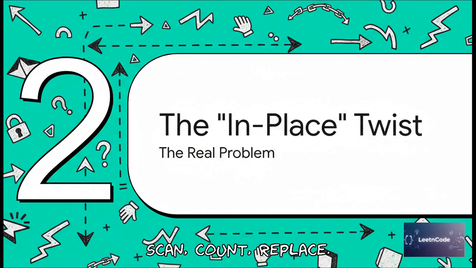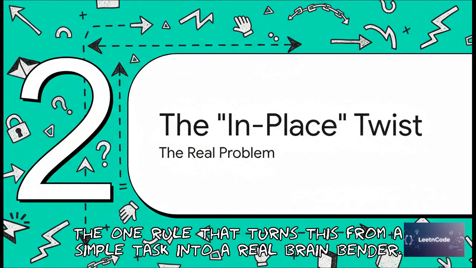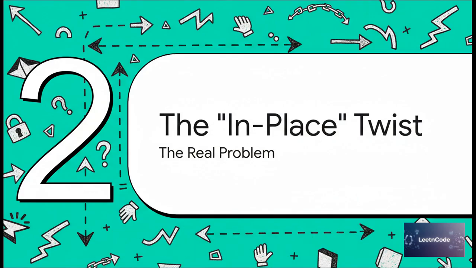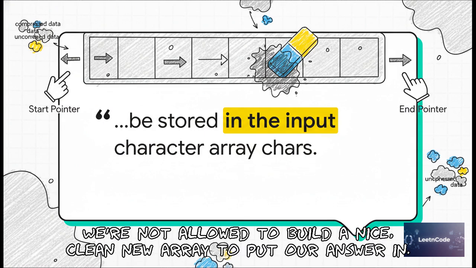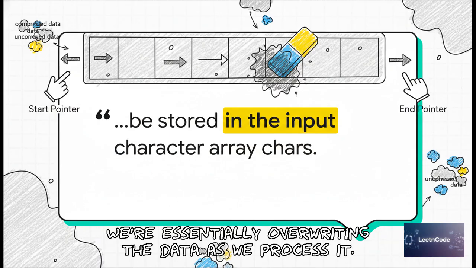Okay, so all of that seems pretty manageable, right? Scan, count, replace. But now we get to the constraint. The one rule that turns this from a simple task into a real brain bender. There it is. That's the catch. We're not allowed to build a nice, clean new array to put our answer in. We have to do this whole compression operation directly inside the original array. We're essentially overwriting the data as we process it.